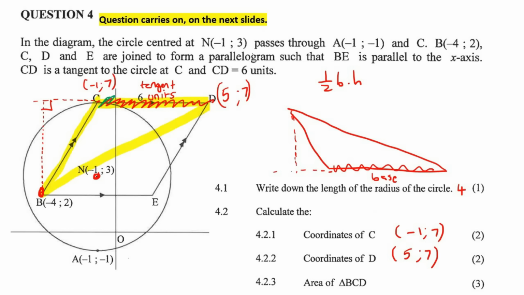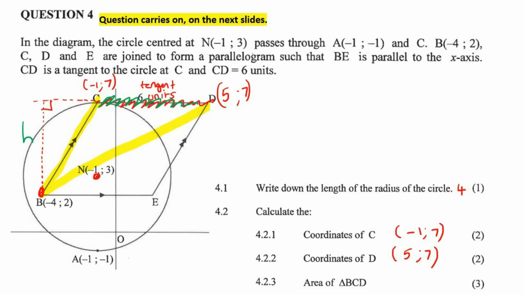So your base is still the 6, and your height is going to be this part over here. Now, all of these are 90 degrees because we know that this line was parallel to the x-axis. So we know that this line is parallel to the y-axis, which means that this is perpendicular to the x-axis. So everything's pretty easy to work with here.